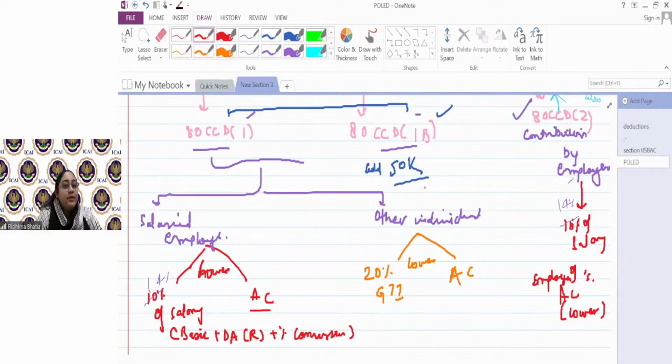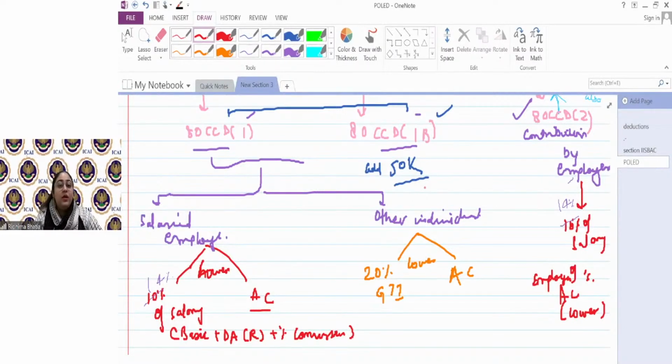Where if I'm a salaried individual, then employer and employee both contribute. If I'm self-employed, then only the person contributes. You can claim deductions for different contributions. For self-contribution as an assessee, I can claim deduction under 80CCD(1) and 80CCD(1B). Under 1B I get an additional 50,000, but 80CCD(1) gets combined with other sections and the maximum allowed is 1,50,000.